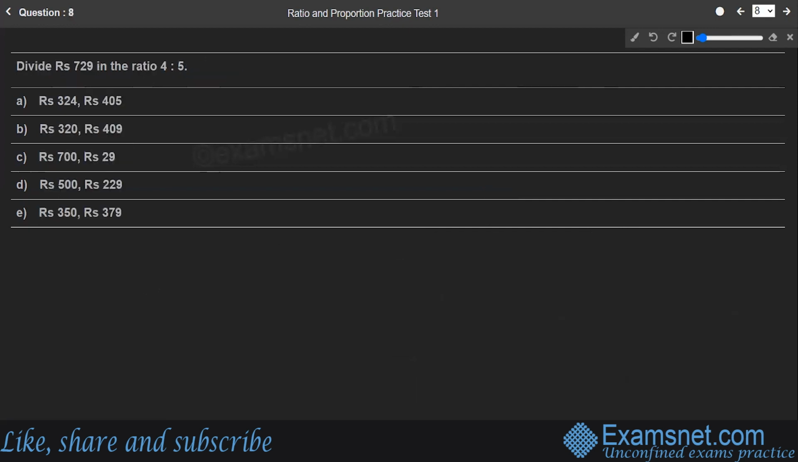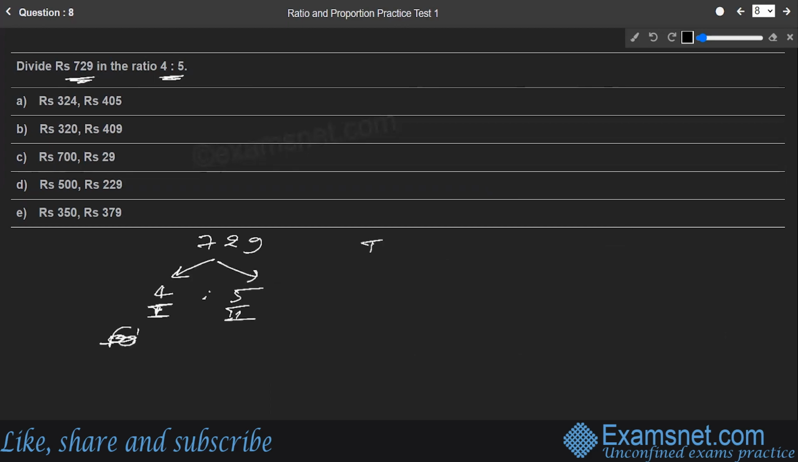Divide 729 in the ratio 4 is to 5. That is the question. So how do we divide any number into a certain ratio? There is a number given, 729, that is to be divided in the ratio 4 is to 5. So how should we calculate this? Let us say 4 is the first part, and 5 is the second part.